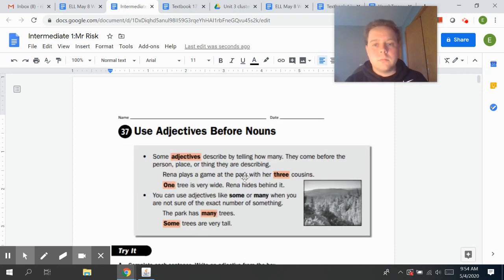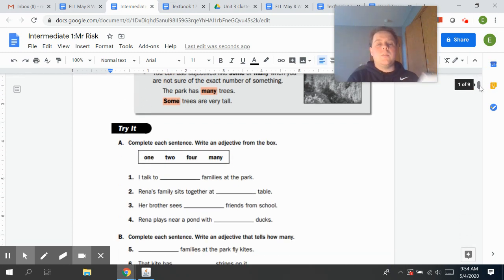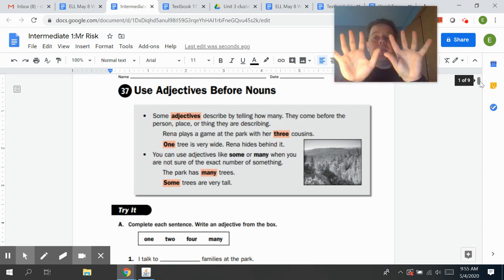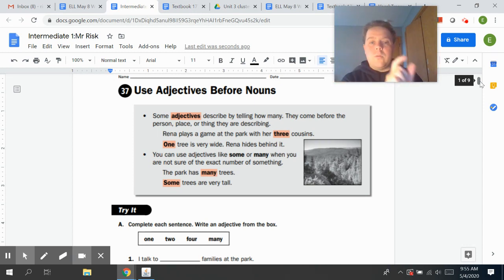All right, so using adjectives before nouns. Now, I know that we've talked about this before, okay, about how to use and when to use adjectives before nouns, but this is a review. Okay, so some adjectives describe by telling how many. They come before the person, place, or thing they are describing. Okay, I have 2 feet. I have 10 fingers. I have 2 eyes. Okay, adjective before noun.